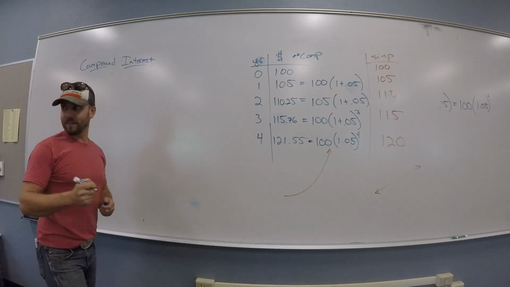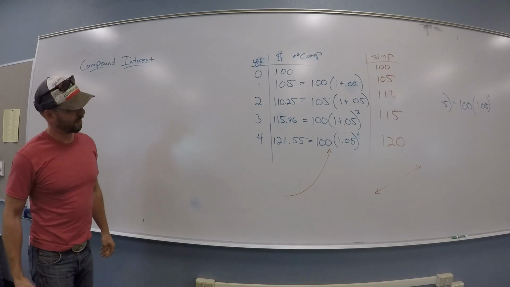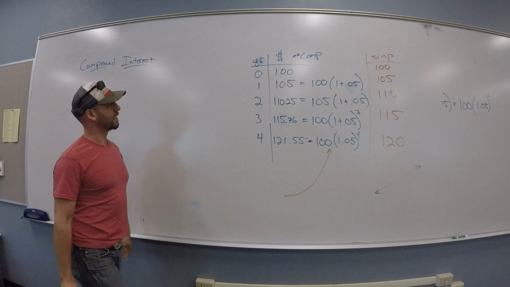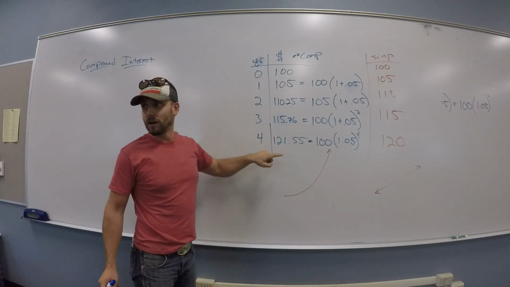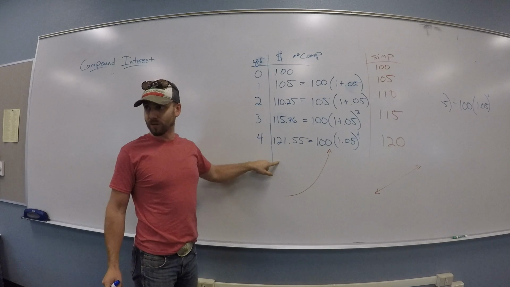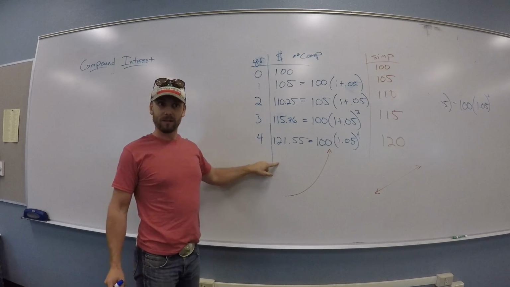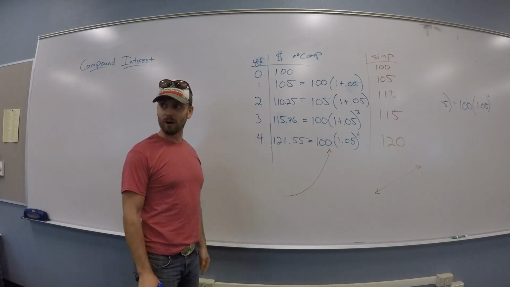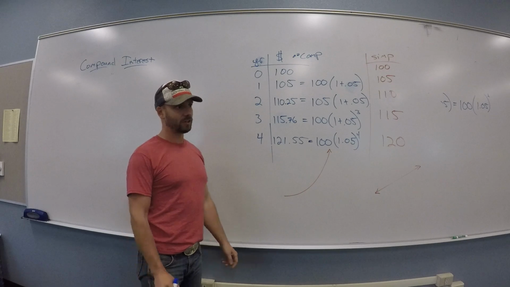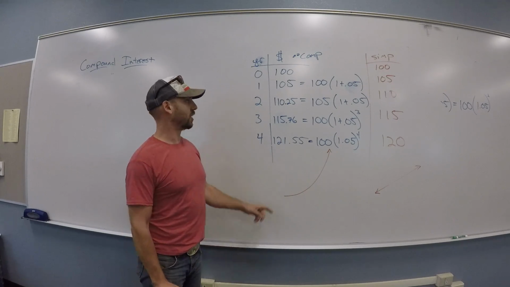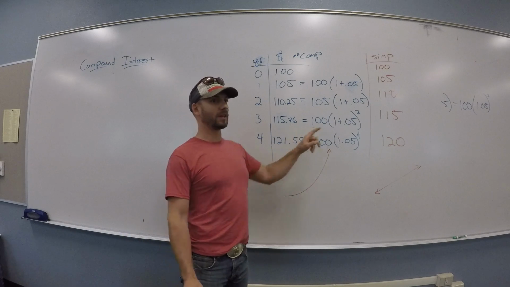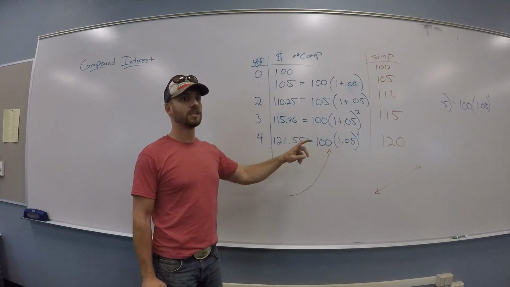Wait, so what was the answer? I asked for 1, 2, 3, 4. Oh, and I guess I asked for 5. Where do I get 5 from? You just do it to the fifth power, and so you'll get $127, give or take. So in year 5, you're outstripping simple interest by $2.